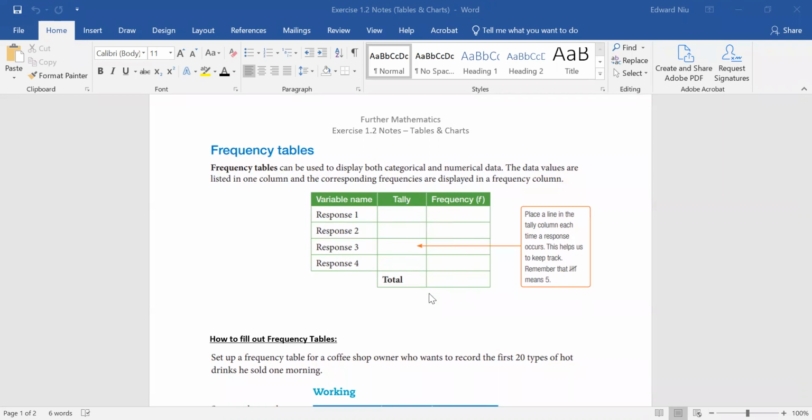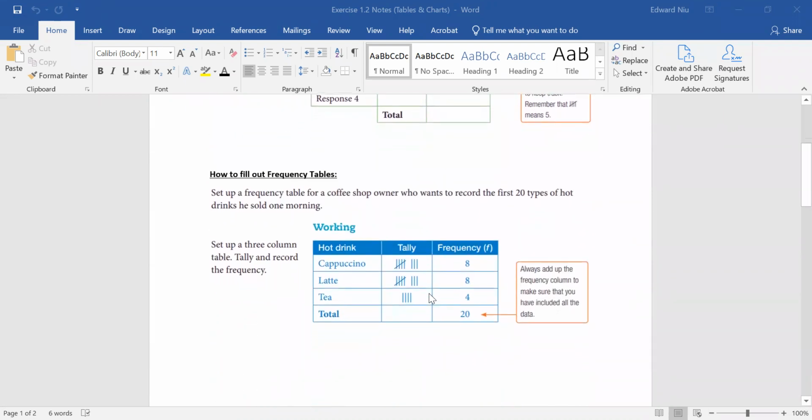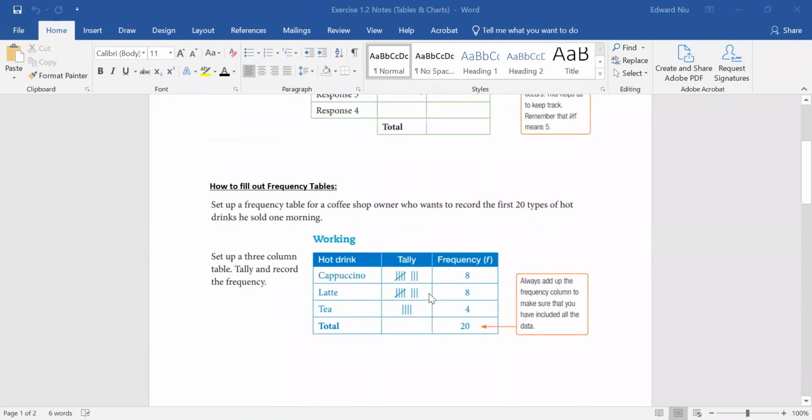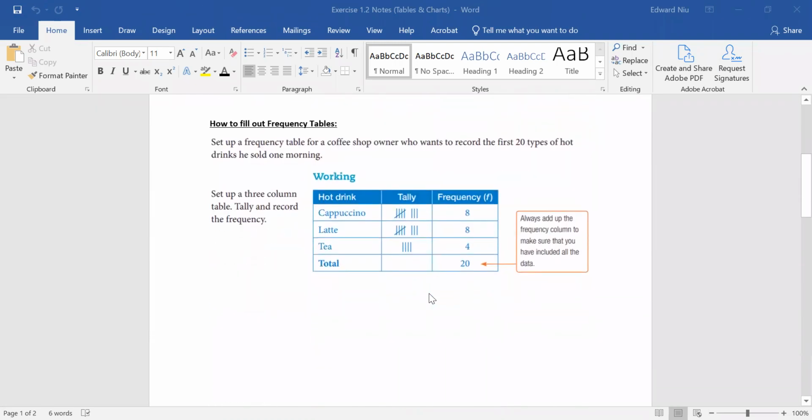Let's take a look at an example of how to fill out a frequency table so we can make meaning of what we just looked at above. So how do we fill one out? Let's say we had a coffee shop owner who wanted to record the first 20 types of hot drinks he sold one morning. We would write down the types of drinks that were sold: cappuccino, latte, and tea. And let's say 8 out of the 20 bought cappuccino. We would tally 8 like so.